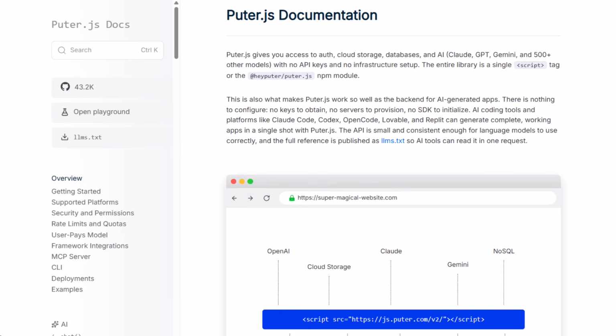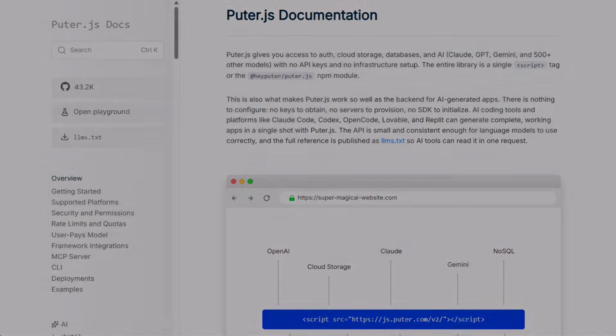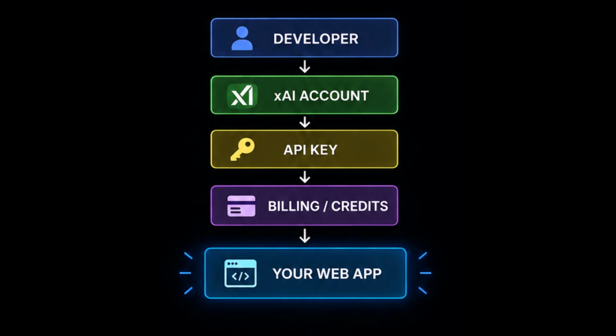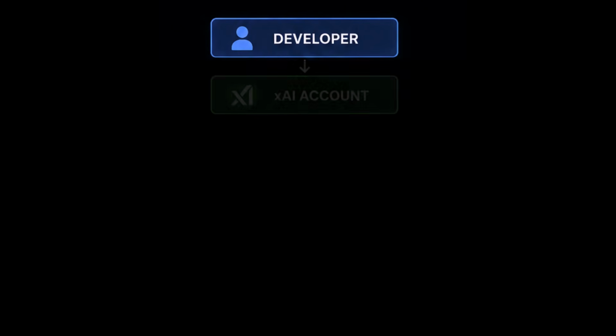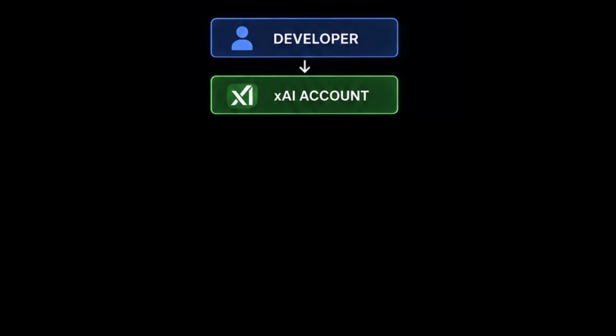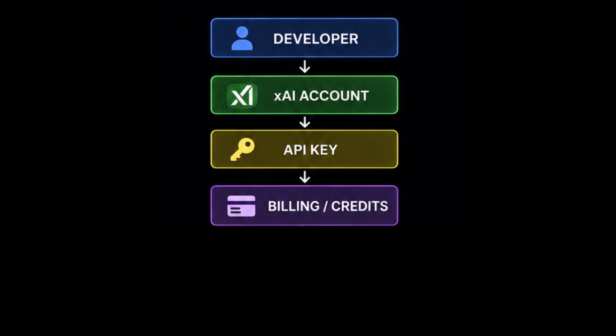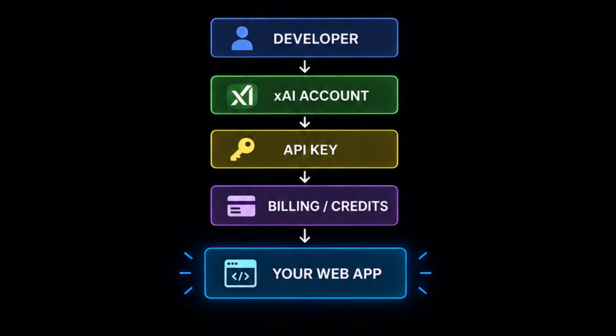But more importantly, I'll explain how it actually works, why it can be free for developers, and who pays when someone uses Grok 4.6 inside your application. Because if you ever tried to add an AI model like Grok to a web app, you already know the process. First, you need an XAI developer account. Then you create an API key, set up billing or add credits, and finally integrate that API into your application.